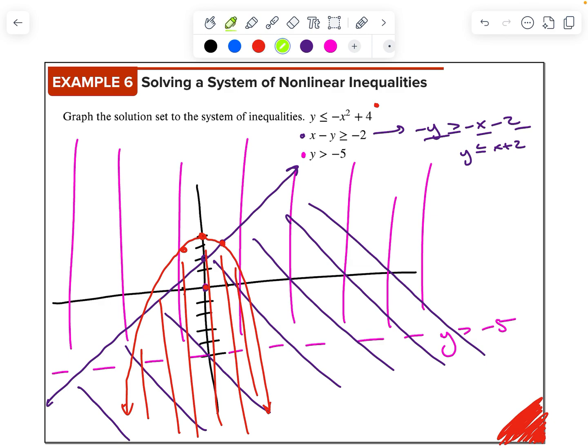And so my region that's getting shaded has got to be in between all 3 of these. This region right here. That region right there is going to be shaded. Everything else we can unshade. That's the only region that's going to stay shaded.